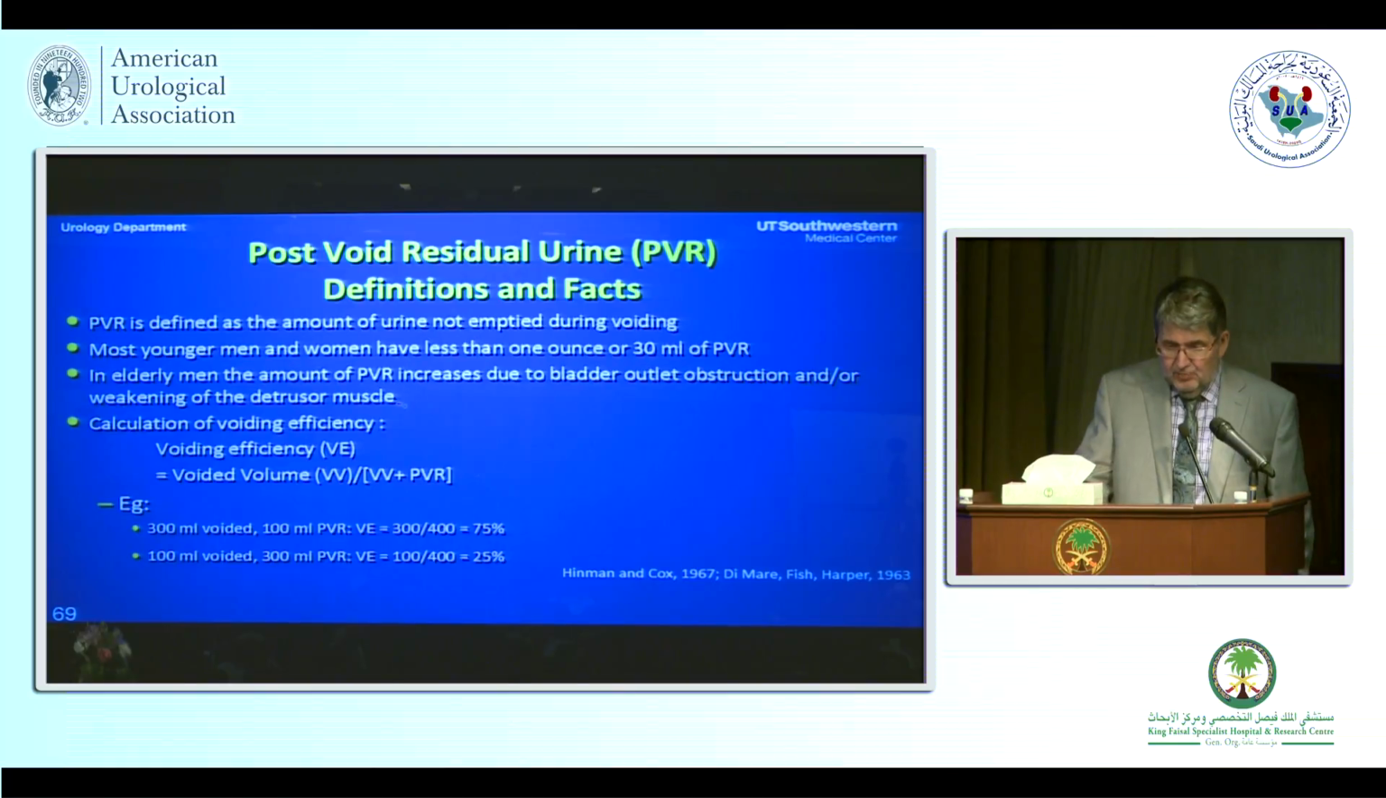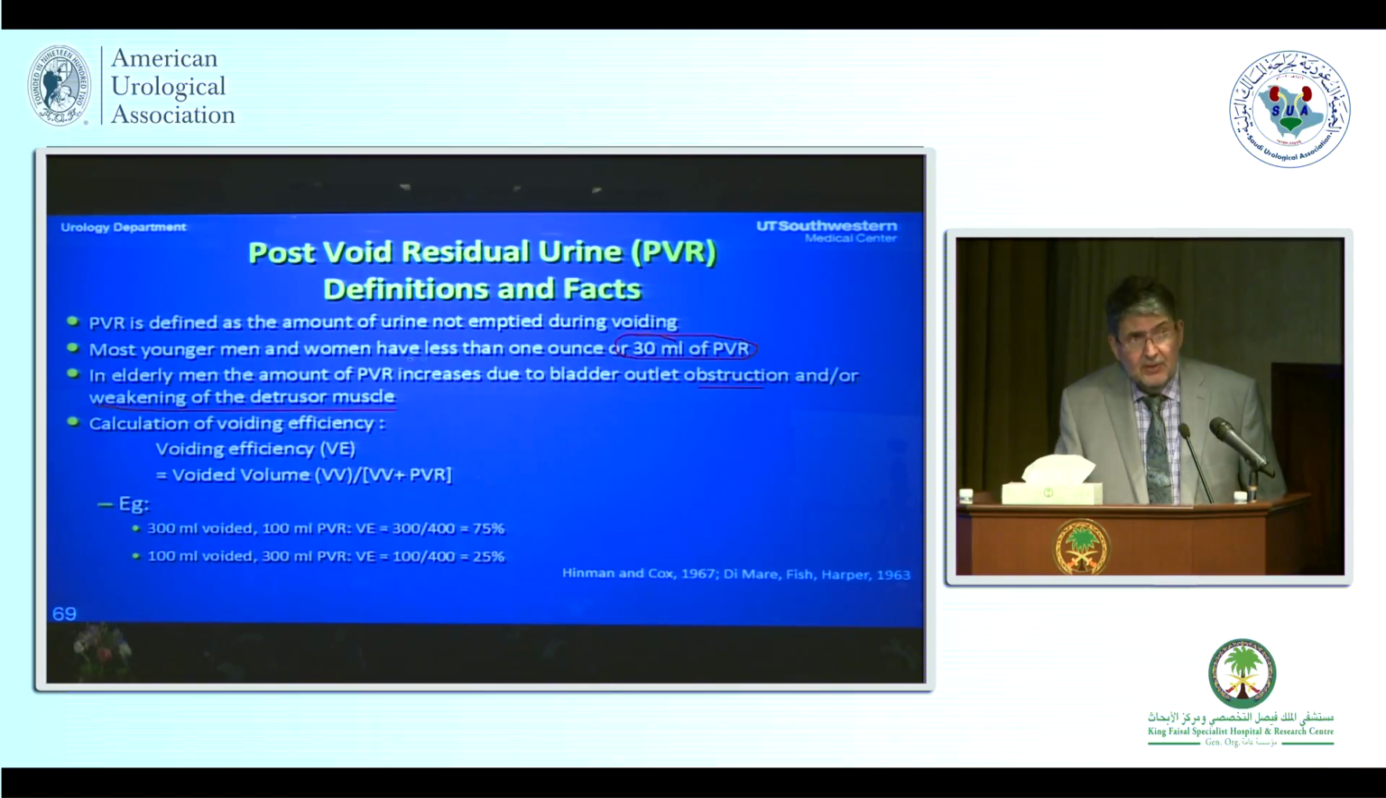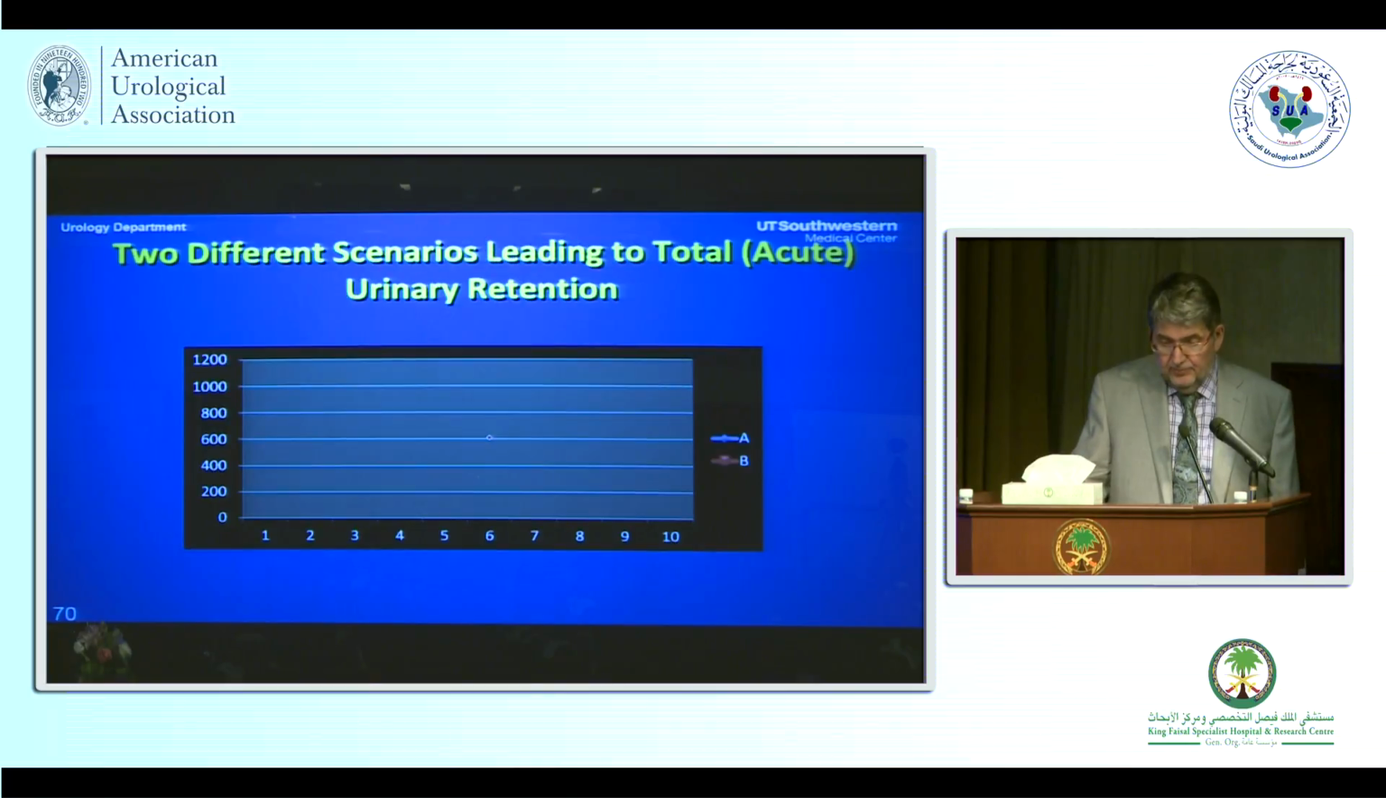Currently, the definition of PVR is such that an ounce or less is considered normal, and everybody may have that. The PVR is the amount of urine that is not emptied and remains behind, and it is known that it may increase both as a result of obstruction or as a result of a weakening emptying mechanism. The parameter that I think is of greater use than the residual urine alone is the voiding efficiency, which is calculated as the voided volume over total volume, residual and voided volume, and it comes as a percent number. And we shall see how that plays out in the literature.